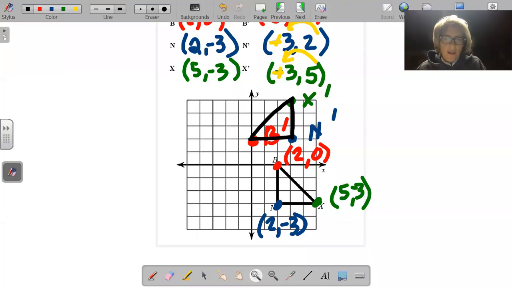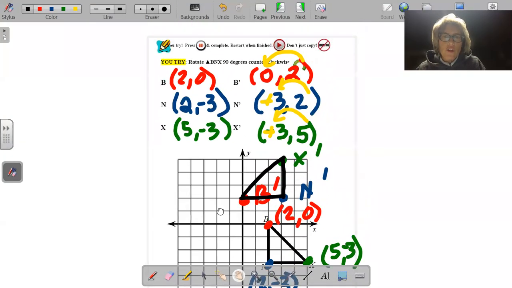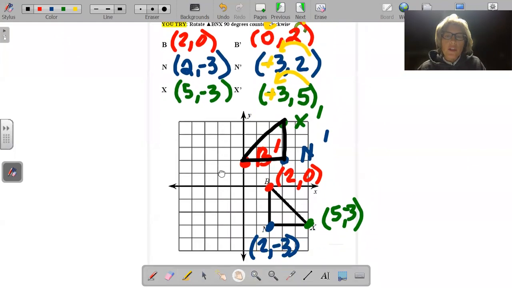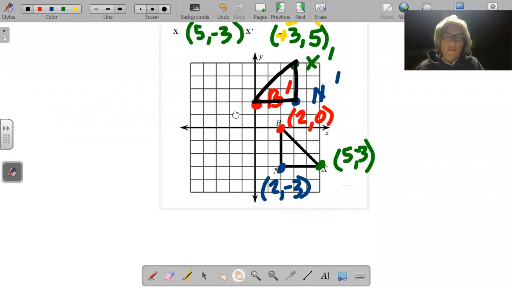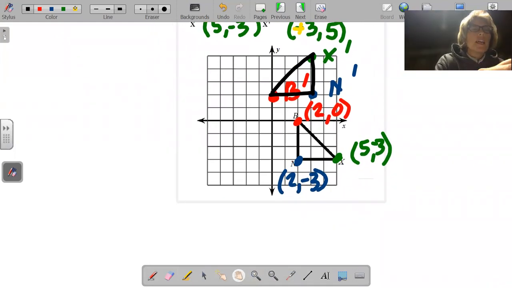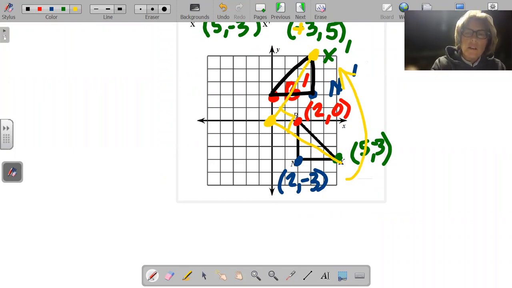Let's check your work. So you should have gotten 0, 2, +3, 2, and +3, 5. Here's your graph. Again, to test it, choose any set of points. And so I'm going to do the X points. So from the origin to X, from the origin to X prime, 90 degrees, counterclockwise.